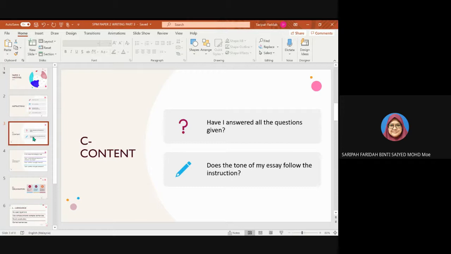We can actually know whether the essay is an article, whether the essay is a review, whether the essay is a story. So for content, if you fulfill all this, you answered all the questions, and your style and tone is right, then you can get 5/5. The full mark for the content, I should put here. Right?